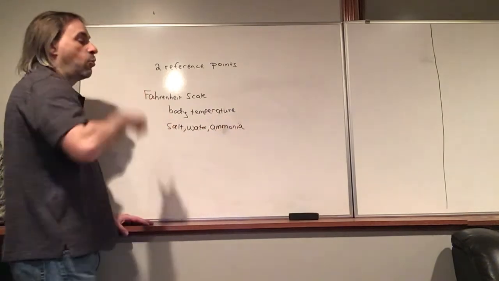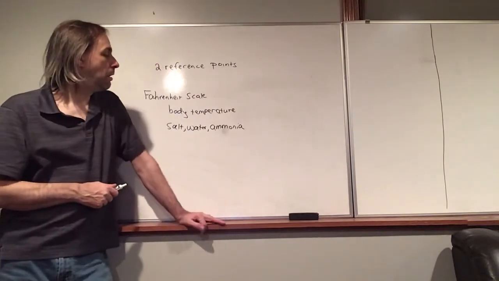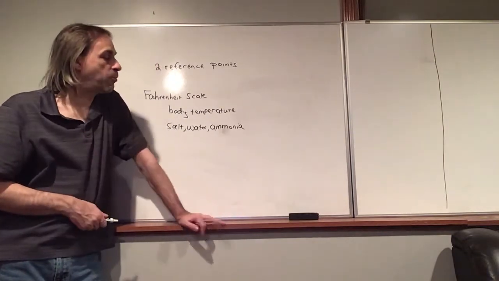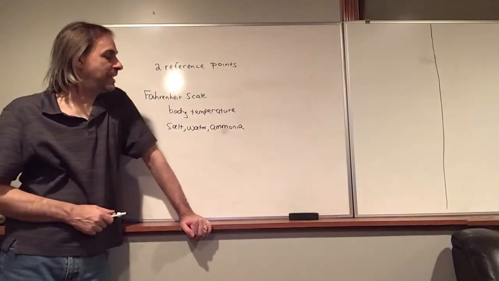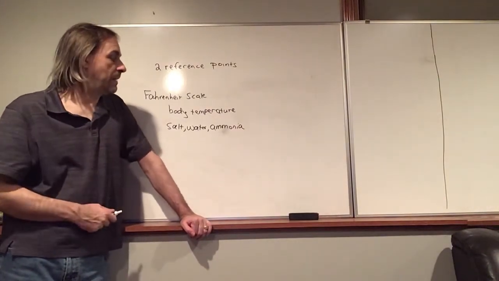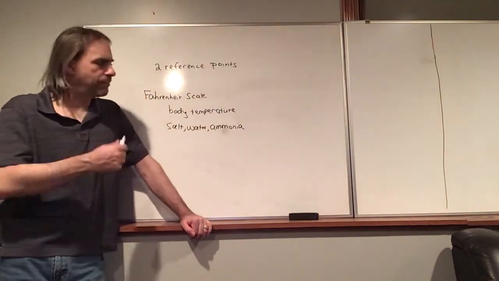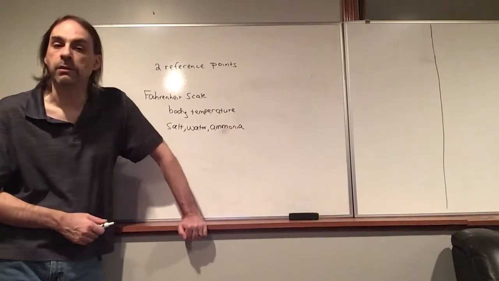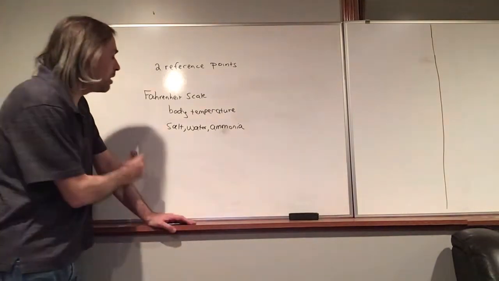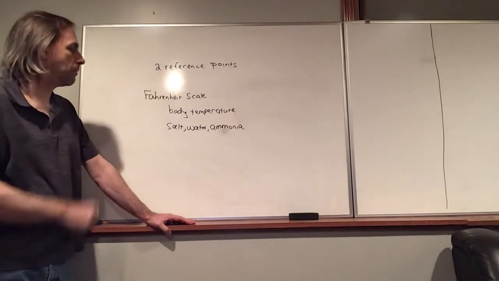So we have salt, water, and ammonia, and you think of this as a reference point because it's the coldest thing you could come up with. Apparently, he might have thought that there's nothing colder than this, but obviously that turned out not to be true. Okay, so again, it's kind of arbitrary though, so nothing wrong with these.